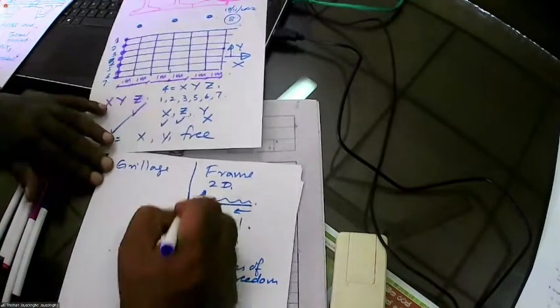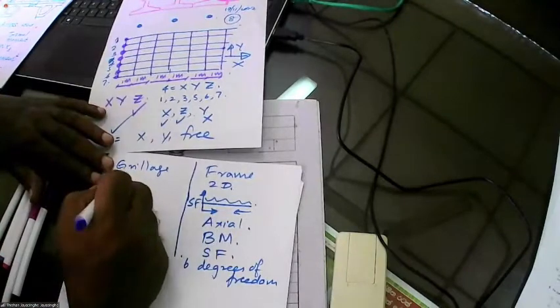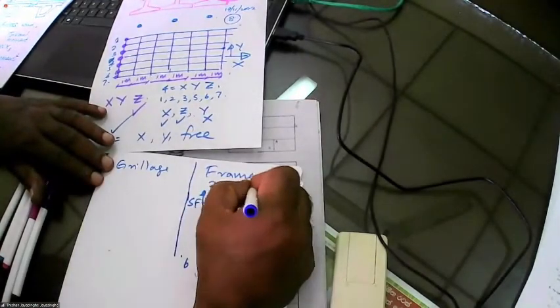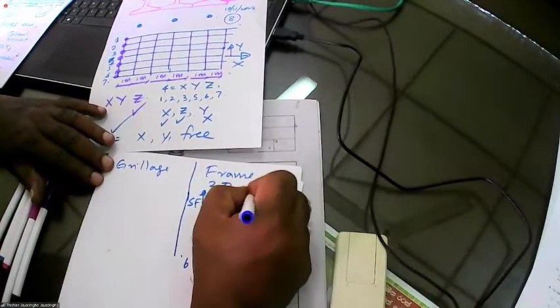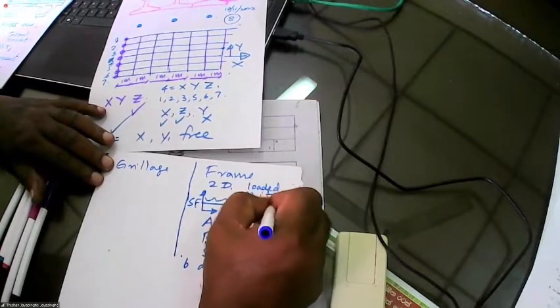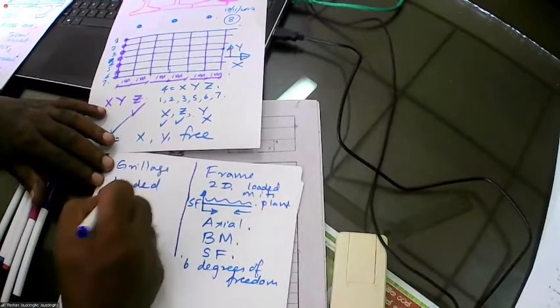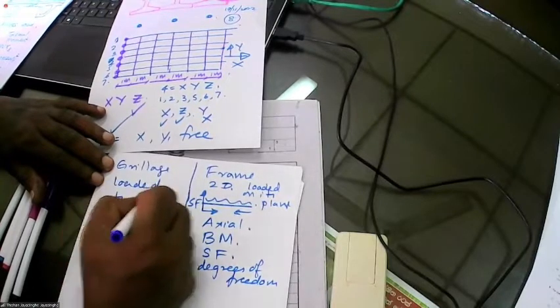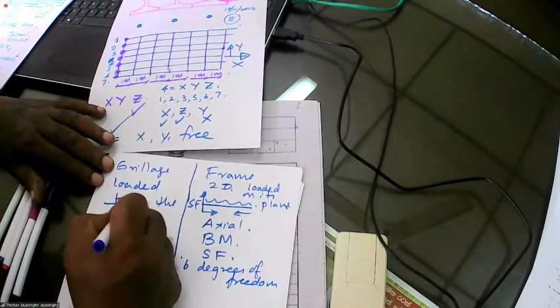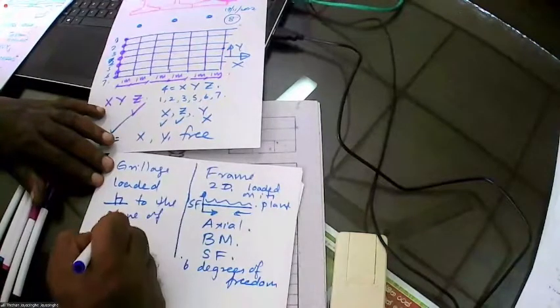In a grillage, what do you get? Frame is loaded on its plane. Whatever's in the grillage is loaded perpendicular to the plane of the structure.